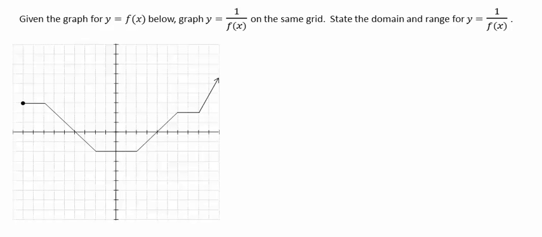Given the graph for y equals f of x below, graph y equals 1 over f of x on the same grid. State the domain and range for y equals 1 over f of x.